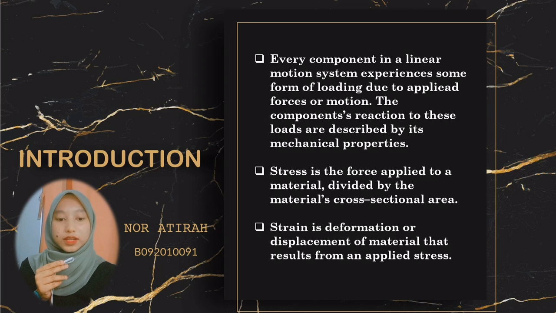Every component in a linear motion system experiences some form of loading to apply force or motion. The component's reaction to these loads is described by its mechanical properties. Stress is the force applied to a material divided by the material cross-sectional area. Next, strain is the deformation or displacement of material that results from an applied stress.